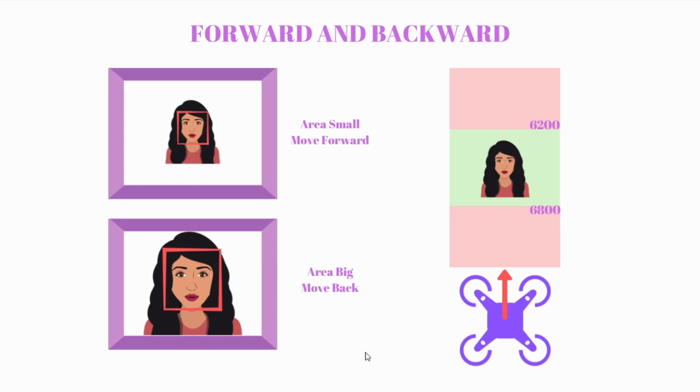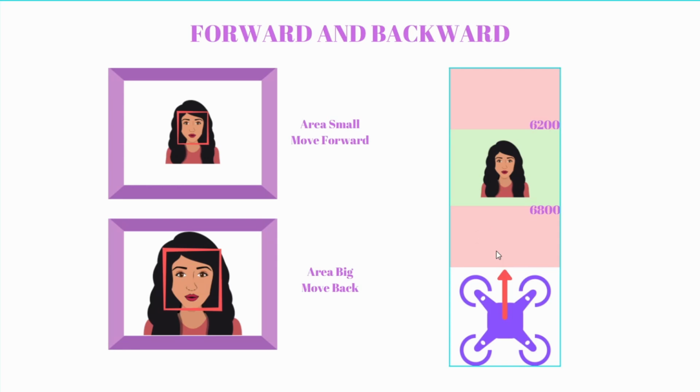So let's have a look at the concept of forwards and backwards. If the object or the face is looking small, then it means we need to move forward. And if the object or the face is looking quite big, then we need to move backwards. So we are too close, we need to go back. So if this is my drone and this red area is where it is too close and this red area is where it is too far, then in both of them the drone has to move. This green region is where you do not have to move at all.